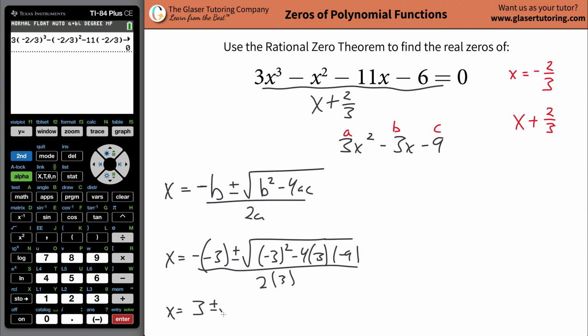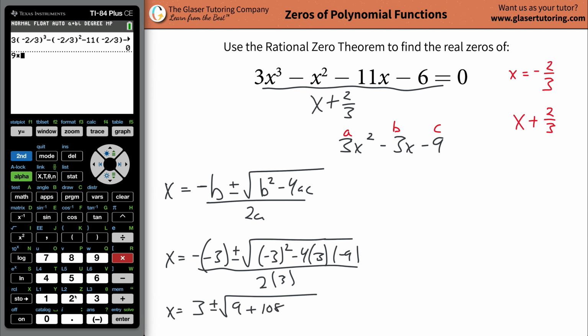This is going to become a +3, plus or minus the square root. So -3 squared is a 9. Then you're going to have 4 times 3, right? That's negative, but this whole thing is going to be positive overall because it's a negative times a negative and a positive, right? Then do 4 times 3, which is 12. 12 times the 9 is going to be 108, right?